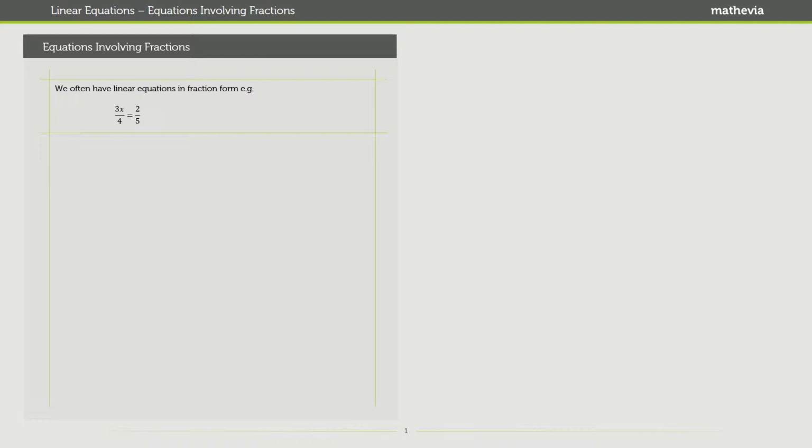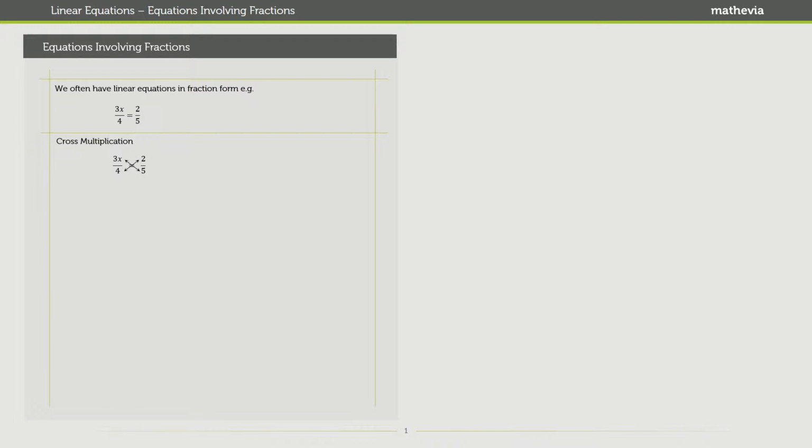Now, there are two ways you can solve equations like this. Two rules, just like we had in the last lesson. The first one is cross multiplication. When you have an equation in fraction form, you cross multiply. You multiply the numerator of the fraction on the left with the denominator of the fraction on the right, and you multiply the denominator of the fraction on the left with the numerator of the fraction on the right.